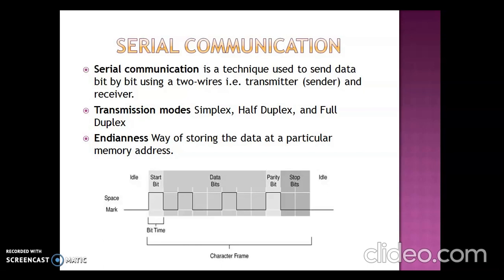Serial communication is a technique used to send data bit by bit using transmitter TX and receiver RX signals between the devices. Both the devices will be synchronized by a common ground connection. In serial communication, there can be 3 modes of transmission: simplex, half duplex or full duplex, depending upon whether it is one-way communication or two-way communication, and whether data transfer is happening simultaneously or not in the case of half duplex and full duplex modes.